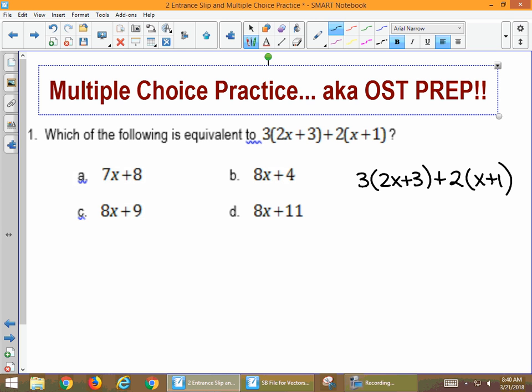So just copy. And then what do I need to do with the 3 and the 2? Do what? We're not going to add them yet. Yeah, multiply them in. Distribute, distribute. So distribute the 3 through the first set of parentheses, distribute the 2 through the second set of parentheses. Ready, set, go.